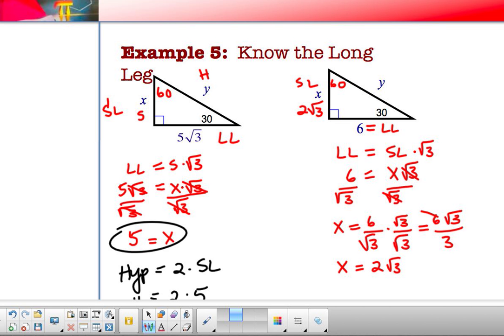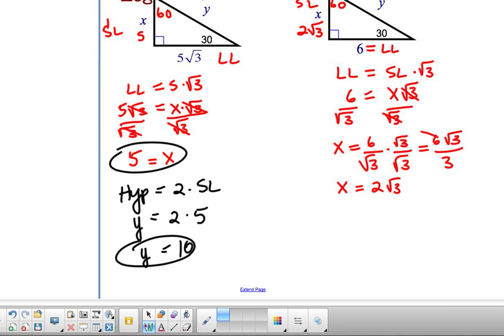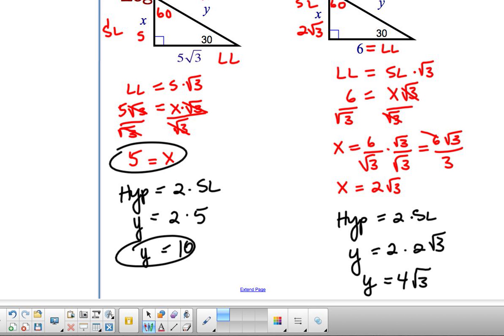Now we can do the hypotenuse. The hypotenuse is equal to twice the short leg. So write our formula, 2 times the short leg. The hypotenuse here was y, and the short leg was 2 root 3. So what is 2 times 2 root 3? Multiply the like parts together. 2 times 2 is 4. So y is equal to 4 times the square root of 3. Or the hypotenuse is 4 root 3.